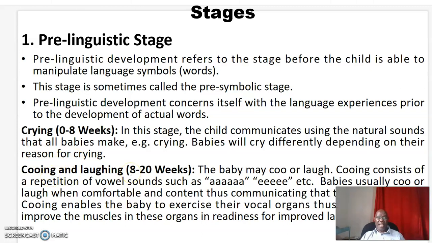Cooing and laughing, 8 to 20 weeks. The baby may coo or laugh. Cooing consists of a repetition of vowel sounds. Babies usually coo or laugh when comfortable and content, thus communicating that the baby is all right. Cooing enables the baby to exercise their vocal organs, thus helping them to improve the muscles in these organs in readiness for improved language ability.